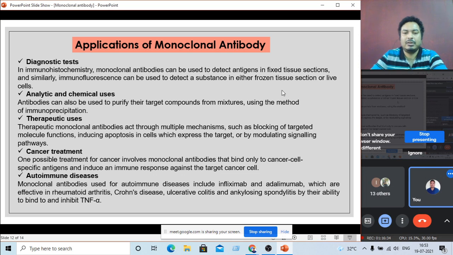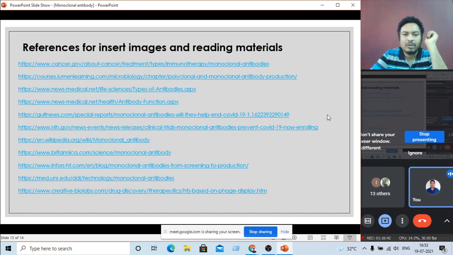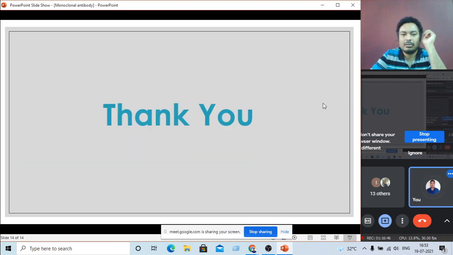Okay, sir. Okay. So this is about the different types of application of monoclonal antibody. Okay, so this is about it. So these are some references, reading materials, and then thank you.